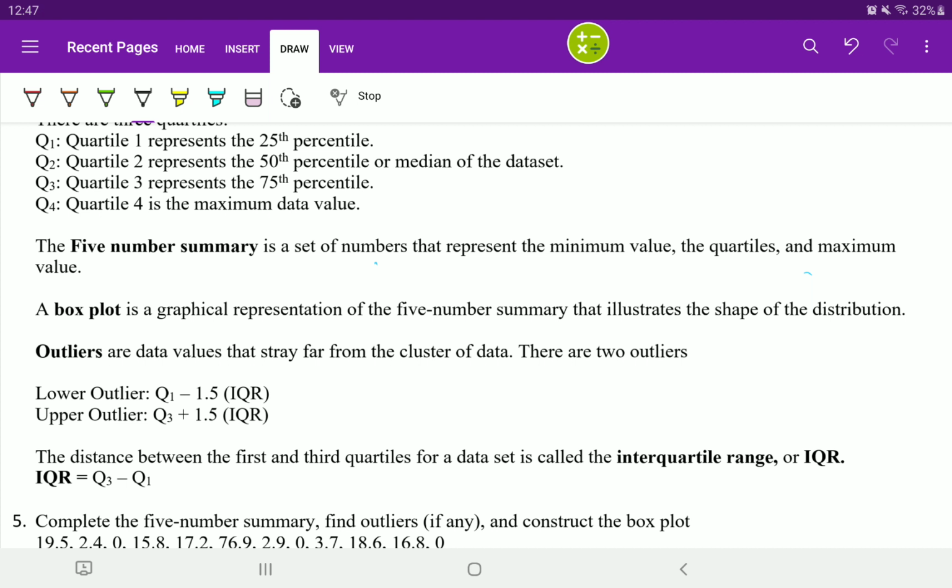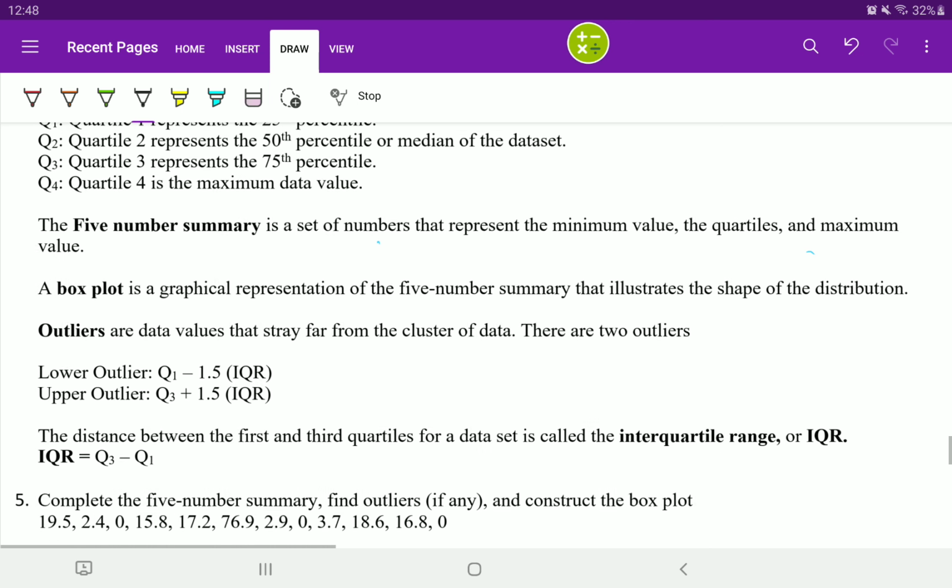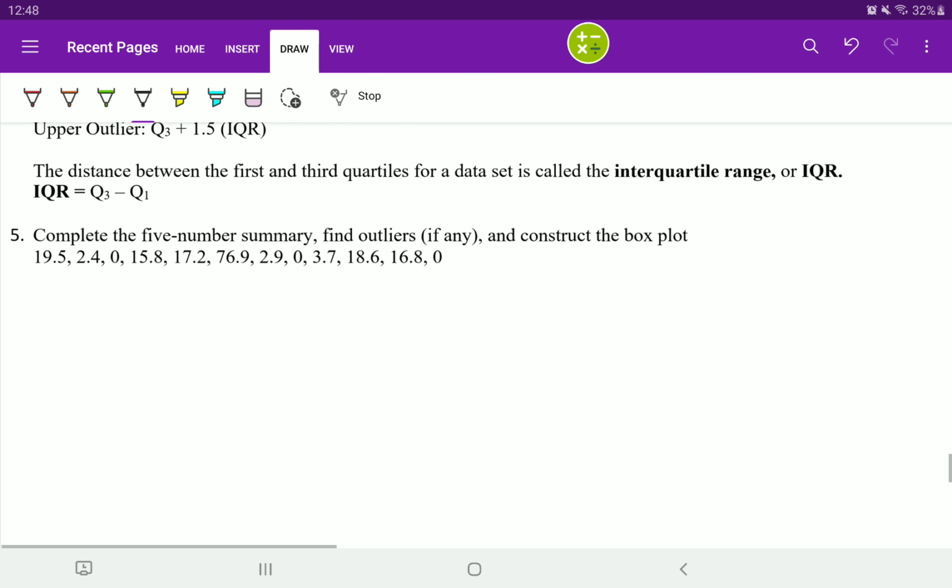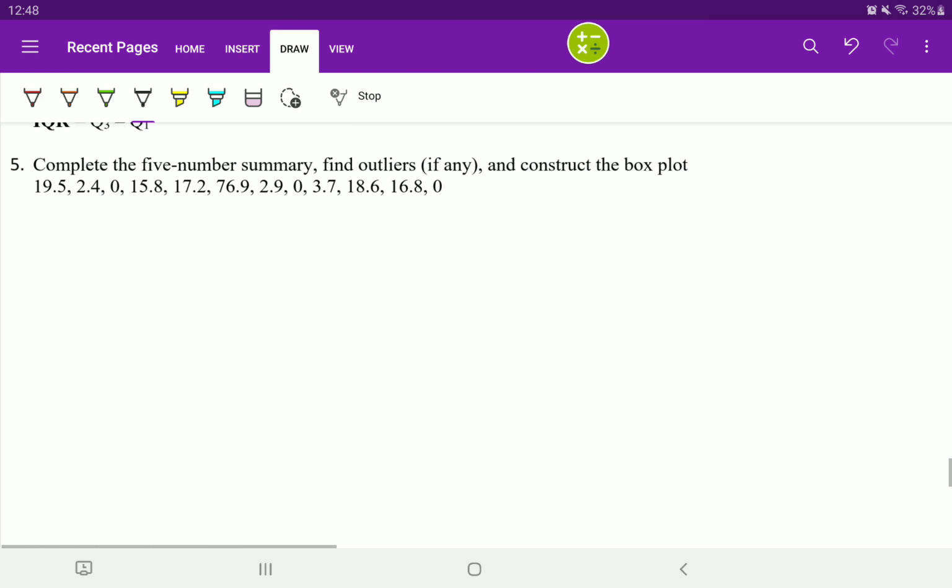So in this video, we're going to find the 5-number summary. In the video after that one, we're going to find the interquartile range and if there are any outliers. And in the last video, we're going to draw the box plot. So here, it says complete the 5-number summary, find outliers if any, and construct the box plot.